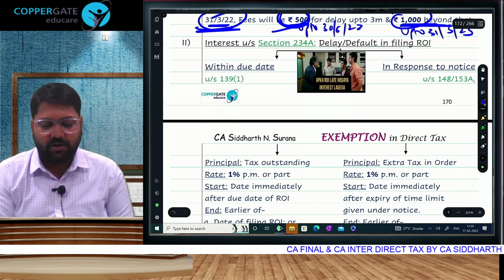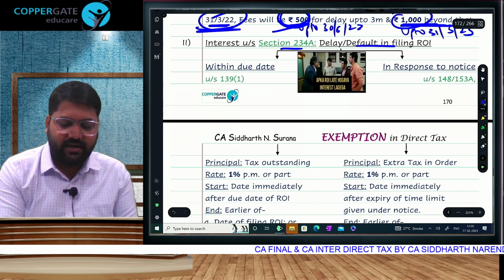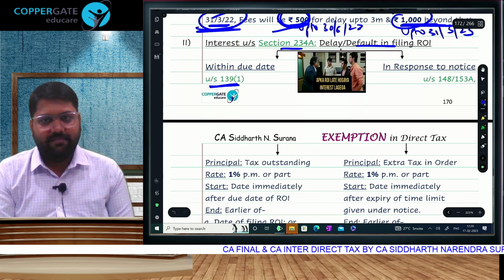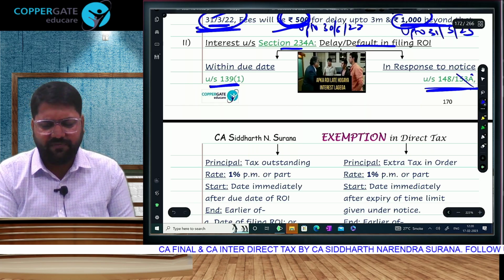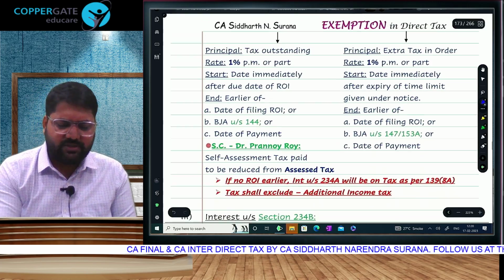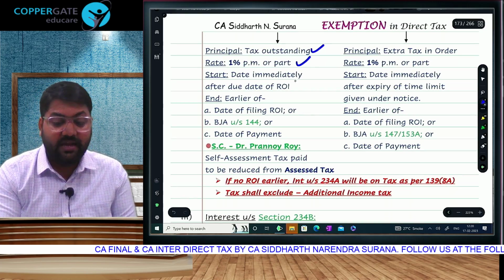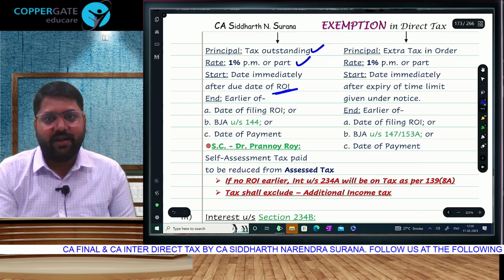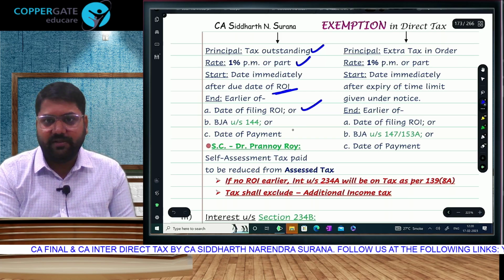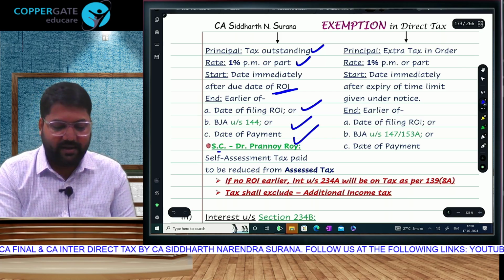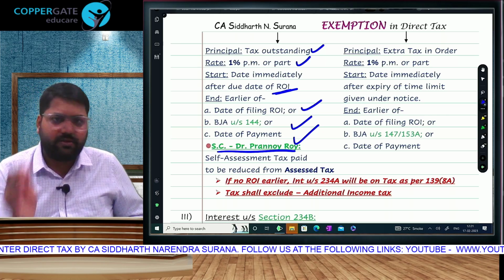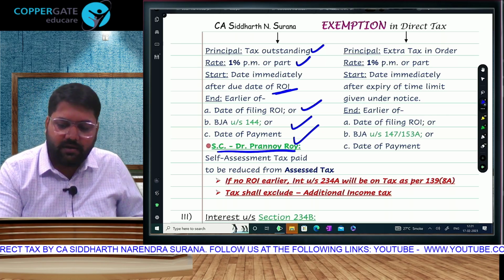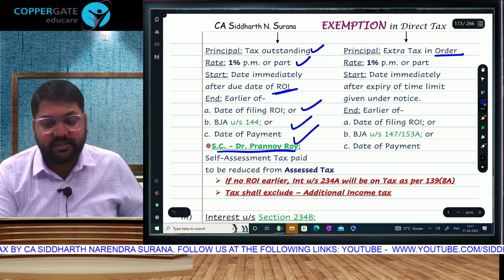Now one by one, if we talk about the interest, 234A, delay in filing ROI within the normal time limit 139(1), or in response to 148 notice for reassessment, 153A is now gone. Principal is going to be the outstanding tax, rate 1%, date immediately after the due date of return filing, and ending when you file, so it will stop, best judgment, so it will stop, or payment. Supreme Court judgment, Dr. Pranay Roy, if you make self-assessment tax payment, so that date we will stop. Here there is going to be extra tax because this is a reassessment order.